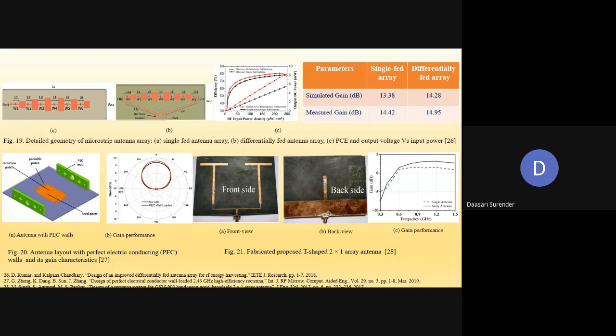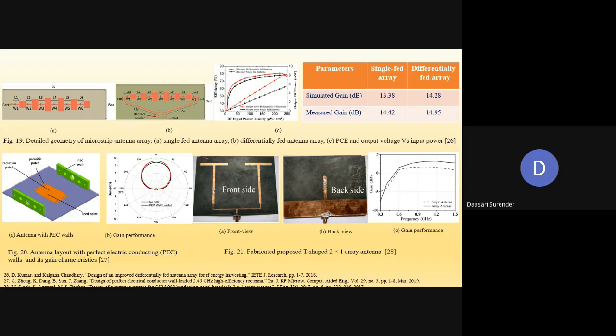And here the gain comparison performance is shown in tabular form. The simulated gain in the single fed array is 14.42 maximum, and in the differential feed array it is 14.95. The performance of the antenna can also be increased by placing perfect electric conducting walls on the edges of the substrate. Here the black shows no wall present on the substrate, and red shows when a perfect electric conducting wall is placed on the substrate. Along the zero degrees angle, the gain is more compared to when no wall is present.